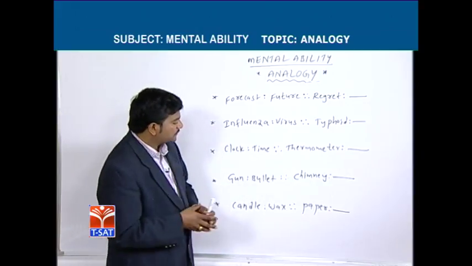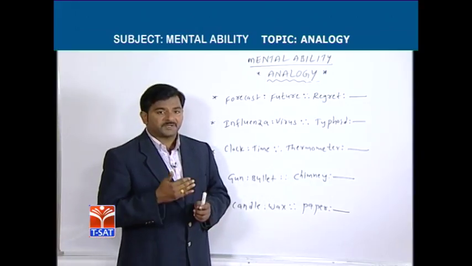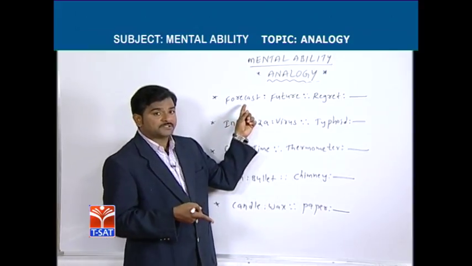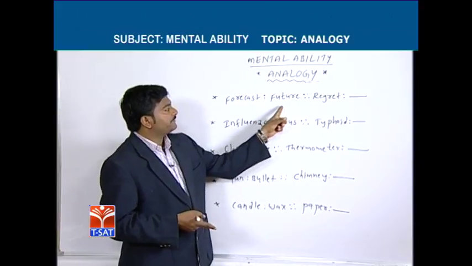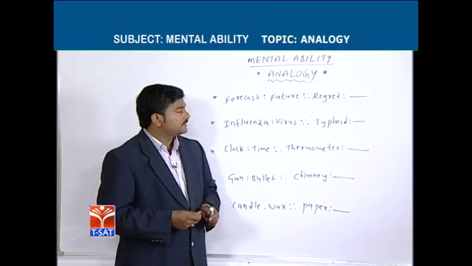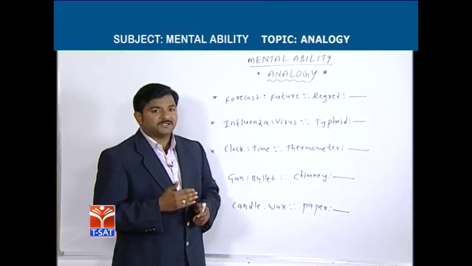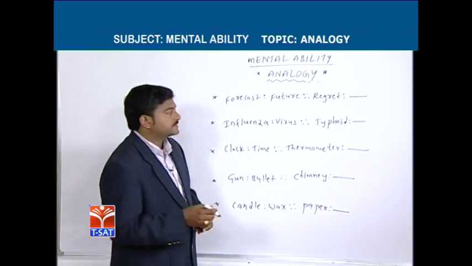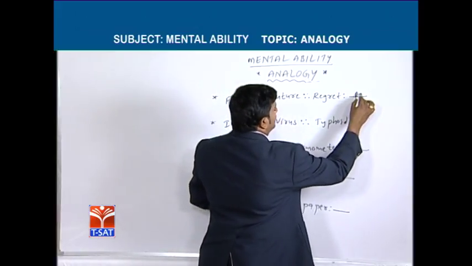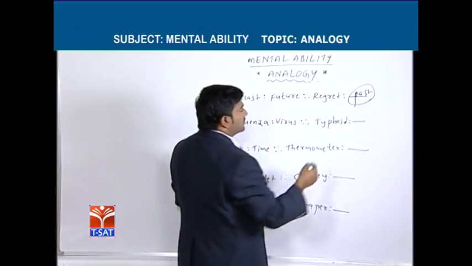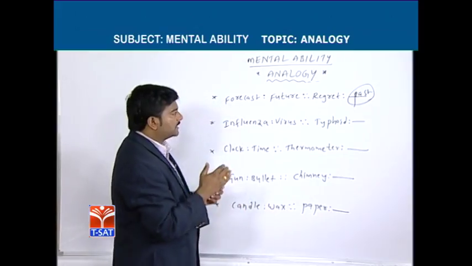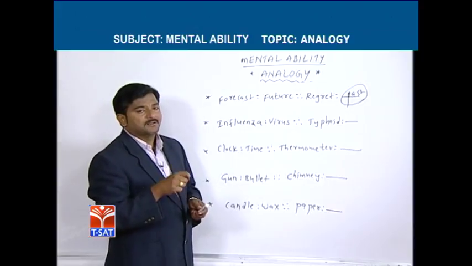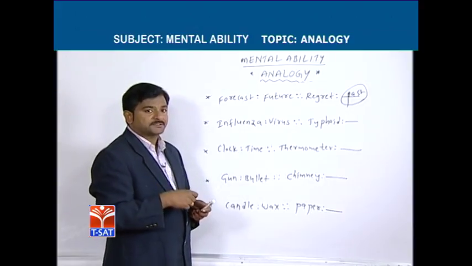Here I took some examples to explain word analogy. Now observe here: forecast, future; regret, dash. I told you just now, but once again: forecast is for future actions, similarly regret is only for past actions. I need not stress on this because I already told you at the start of the chapter, but I list it here also. Forecast is for future actions, regret is for past actions.